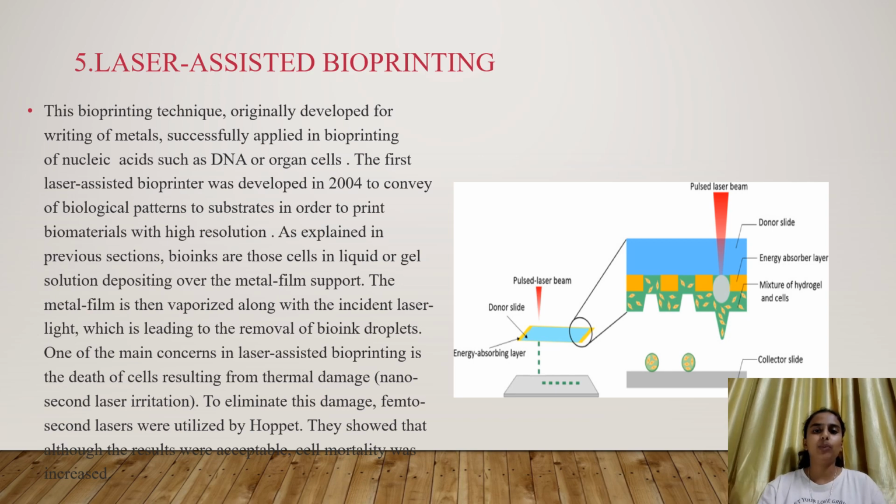Next one is laser bioprinting. The bioprinting technique, originally developed for writing of metal, was successfully applied in bioprinting of nucleic acids such as DNA or organ cells. The first laser assisted bioprinting was developed in 2004 to convey biological patterns to substrates in order to print biomaterials with high resolution. As explained in previous sections, bioinks or cells in liquid or gel solutions are deposited over the metal film support. The metal film evaporates along with the incident laser light, which leads to removal of bioink droplets.